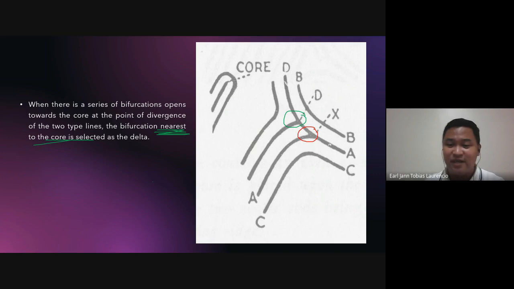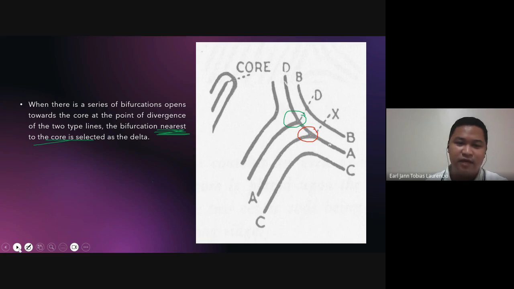So in this example, we are choosing the one that was encircled with green color as the delta of the pattern because that is the bifurcation that is opening near the core of the pattern. Okay? I hope that is also clear to everyone.